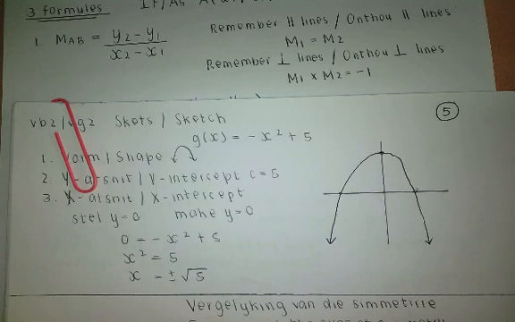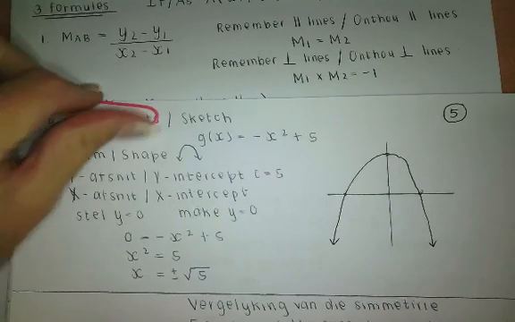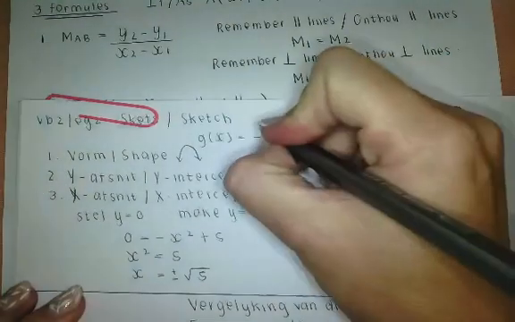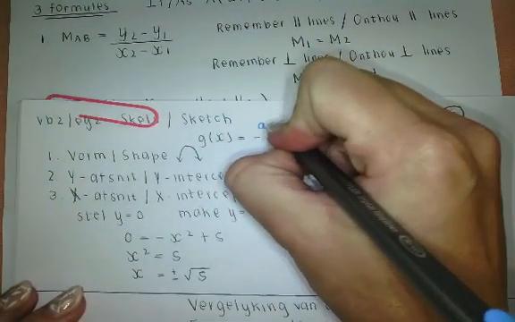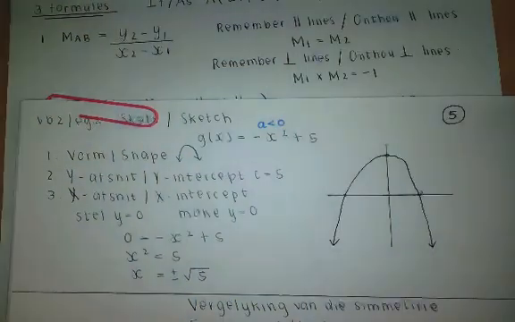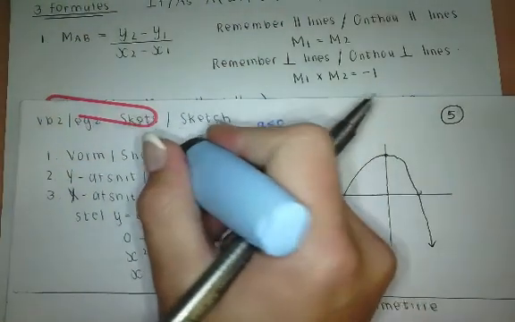Okay, looking at example 2. Again, we need to sketch. g of x equals negative x squared plus 5. Let's interpret our equation. What are they telling us here? What do we know about our equation? Our a value is negative 1. It's a sad face. Are you with me? a is less than 0, which means we're going to have a sad face parabola. It's going to be sad.